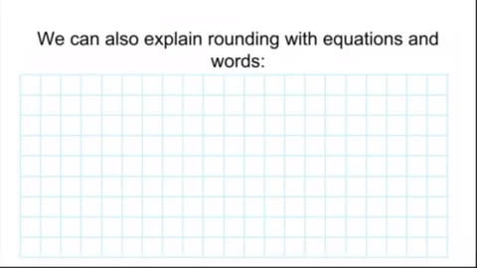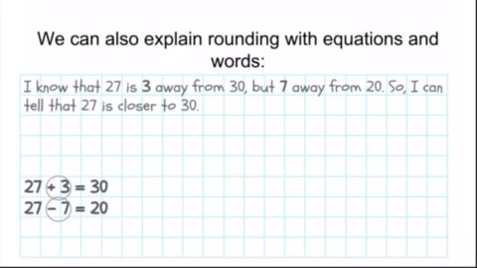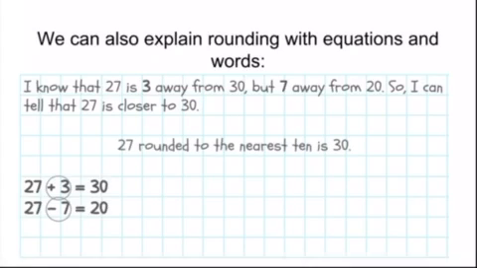And if you do that, that shows me that you understand where 27 is going to round to and why. But it also helps to use words. If you say something like, I know that 27 is 3 away from 30, but 7 away from 20, wow, Miss Patrick really sees that you understand that, right? And you can say, so I can tell that 27 is closer to 30, and 27 rounded to the nearest 10 is 30. Now, we just did 5 examples for 27, so hopefully if anyone ever asks you where 27 rounds, boom, you know that one, right?